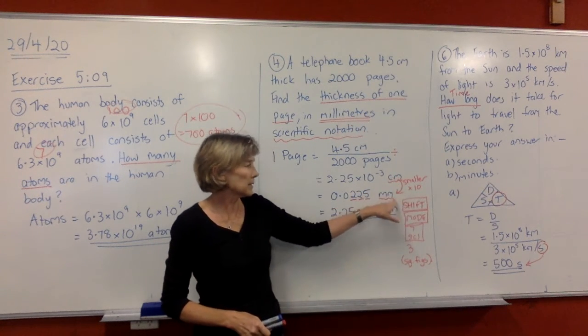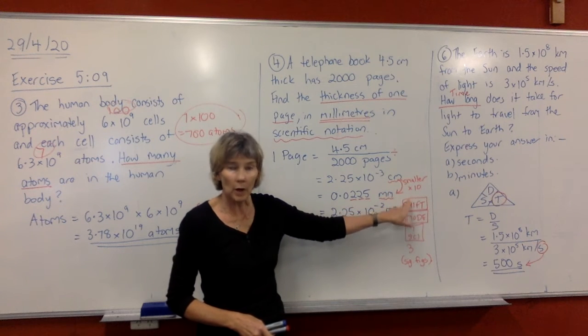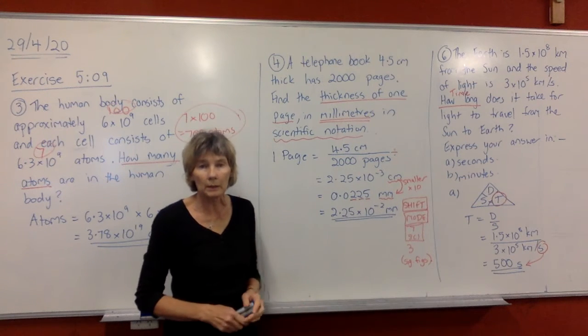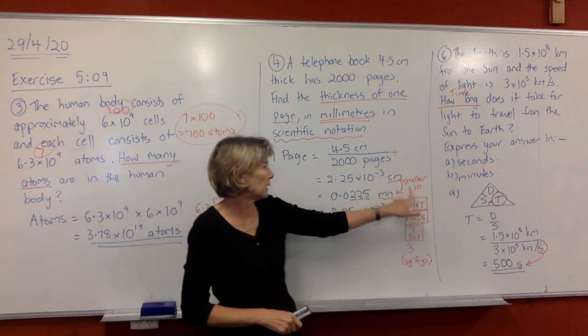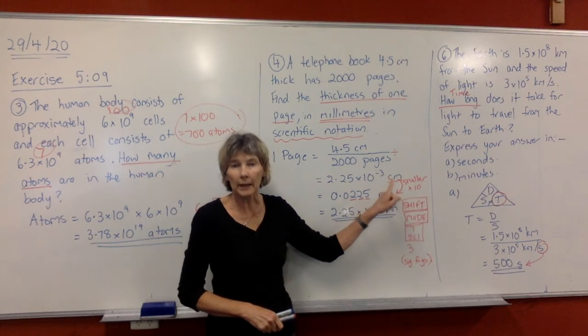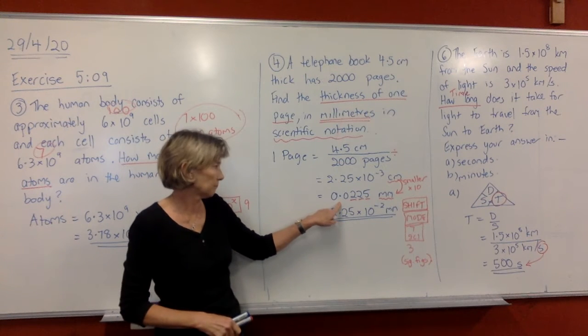So to go from centimetres to millimetres, we're going to a smaller unit, and that means we times. And there's 10 millimetres in a centimetre. Just look at your ruler. There's 10 millimetres in a centimetre. So we're timesing by 10. So just leave your answer on your calculator and then press times 10. And it'll give you this answer.